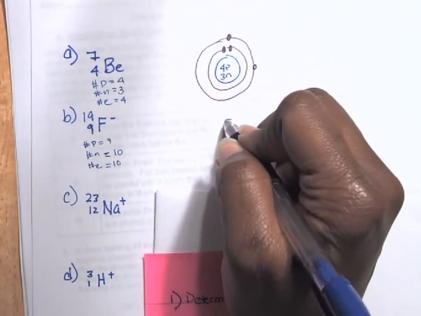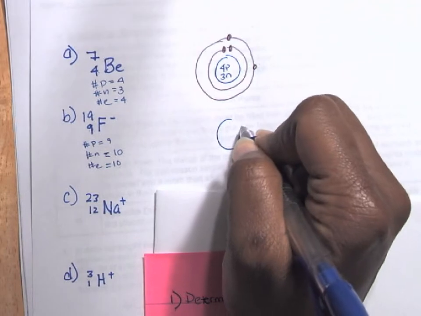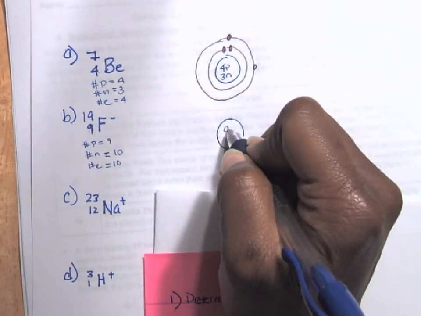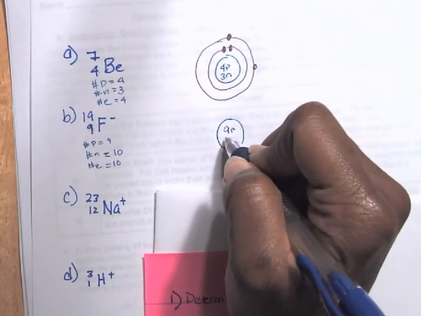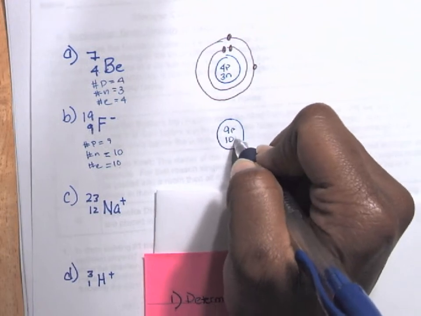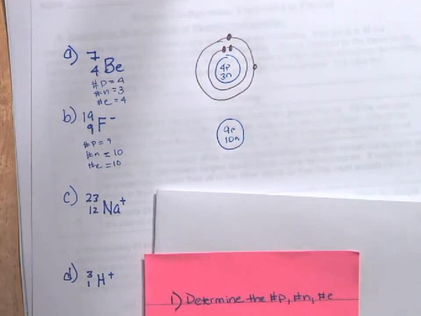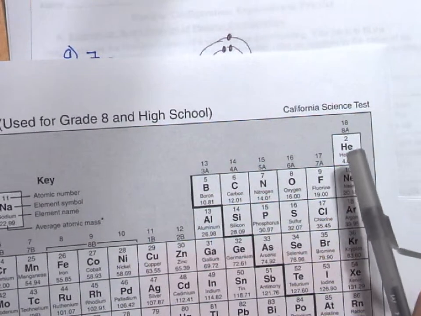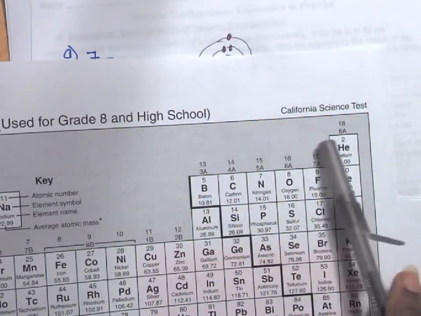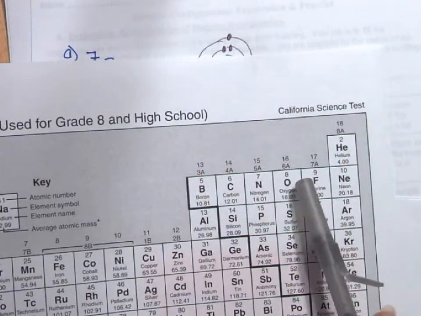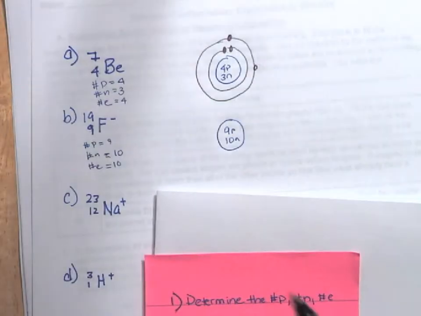Next up, I'm drawing my nucleus. Put my protons in, so 9p and 10n. Put my neutrons in. Now I need my shells. I find fluorine in the periodic table. So here's fluorine. It's in the second row. Remember, rows go across. Row 1, row 2. So I have to draw 2 shells.